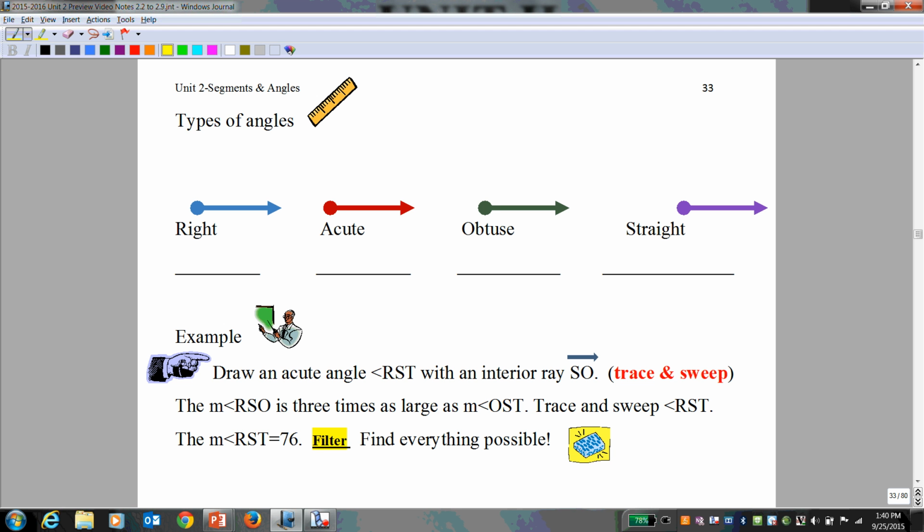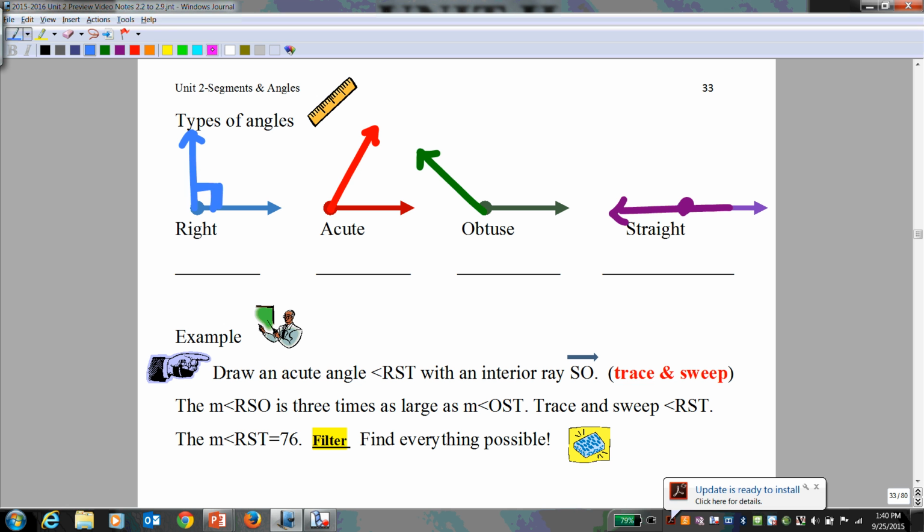Now there's 4 types of angles you need to be familiar with. 4 types. First off is a right angle, of course. And if I ask you to draw a right angle, you must put that little box there. That means it's exactly 90 degrees.